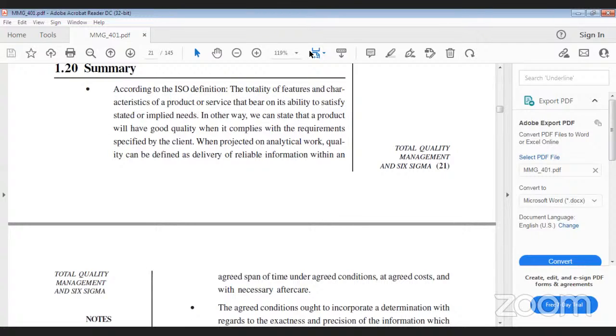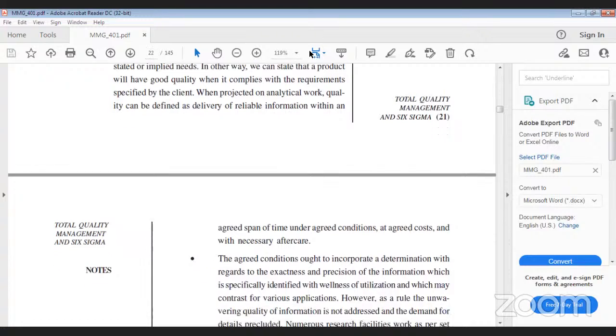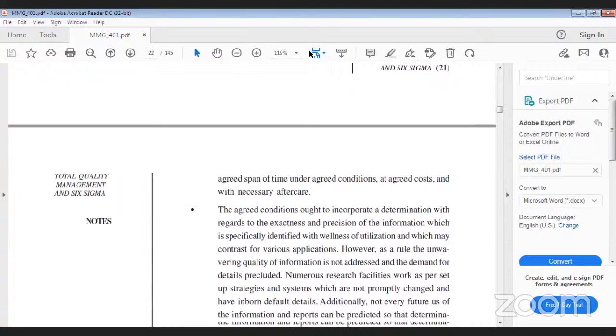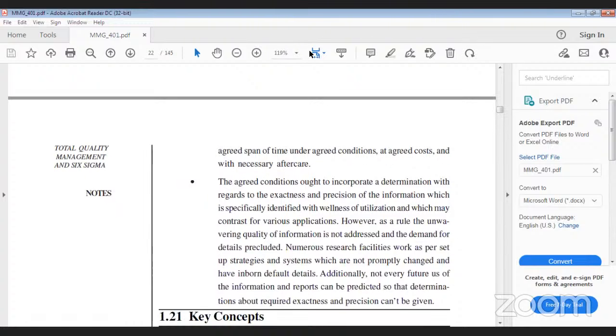According to the ISO definition, quality is the totality of the features and characteristics of a product or service that bear on its ability to satisfy stated or implied needs. We can also state that a product will have good quality when it meets the requirements specified by the client. Then there are also agreed conditions given in your book here, and conditions ought to be incorporated with regard to the accuracy and precision of the information also.